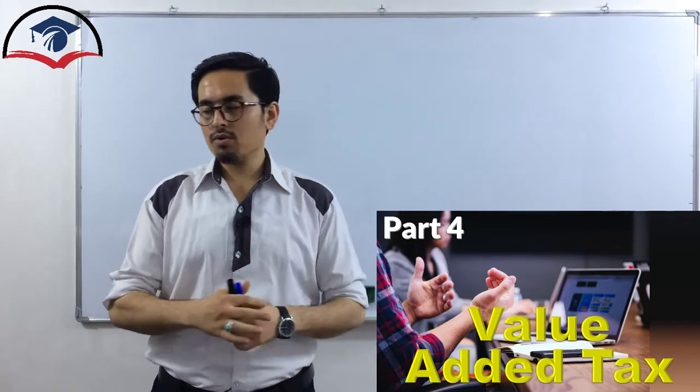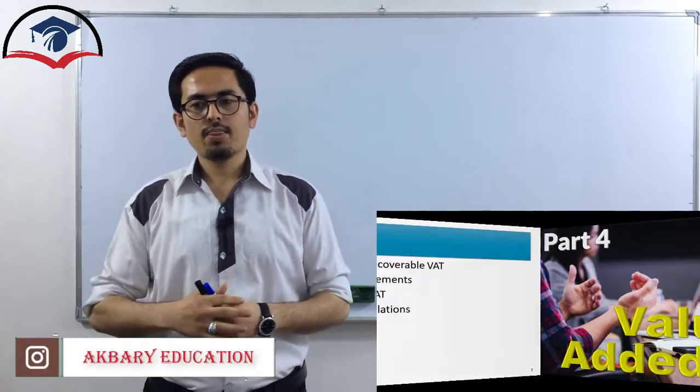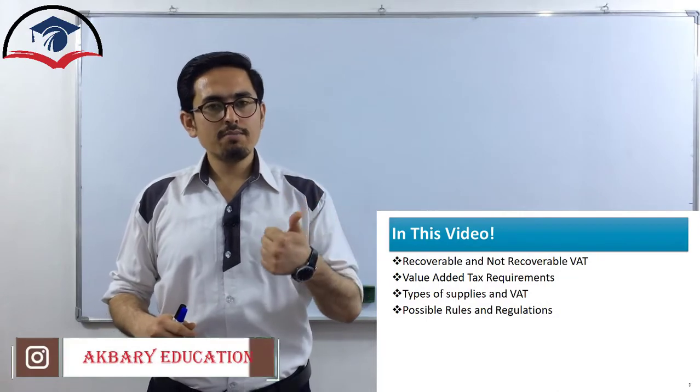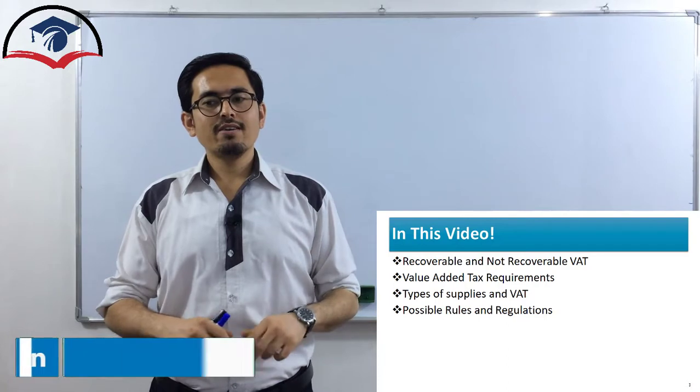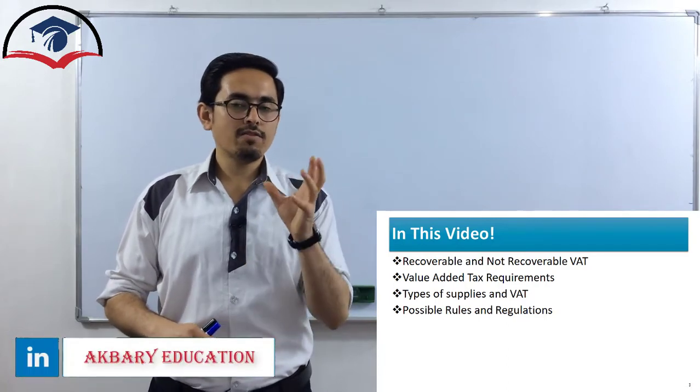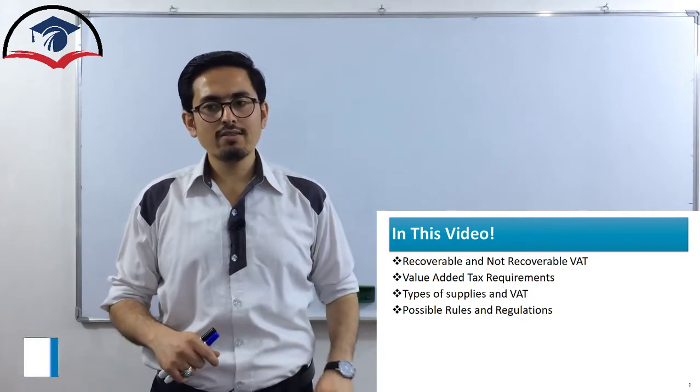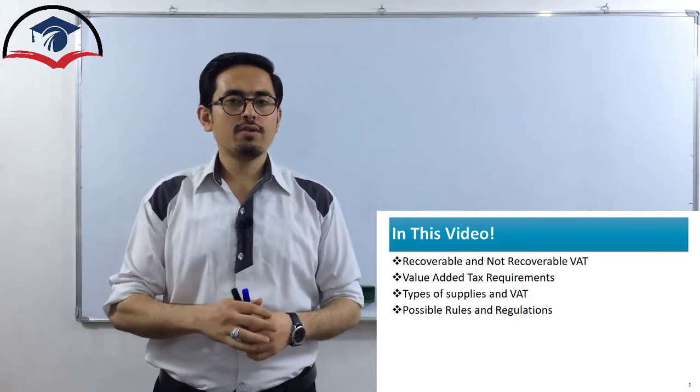But in this part 4, what are we going to cover? We're going to cover recoverable and not recoverable value-added tax, value-added tax requirements, types of supplies and their relationship with VAT, and possible rules and regulations.